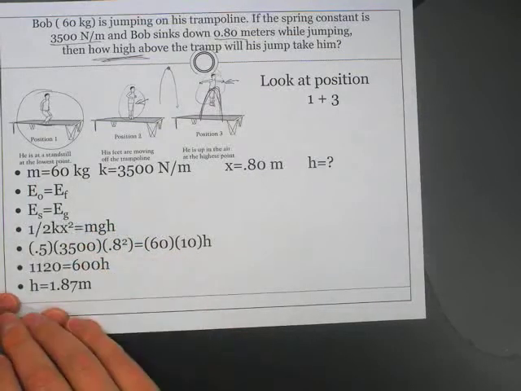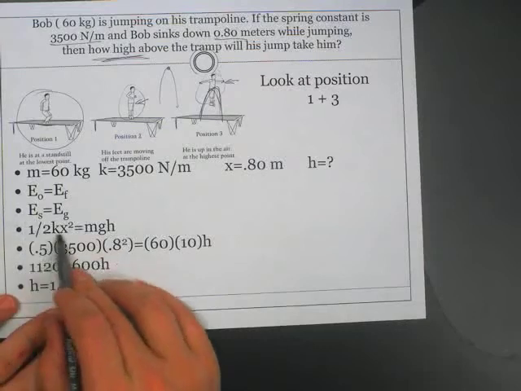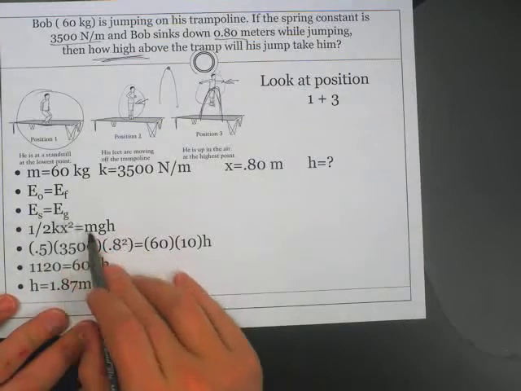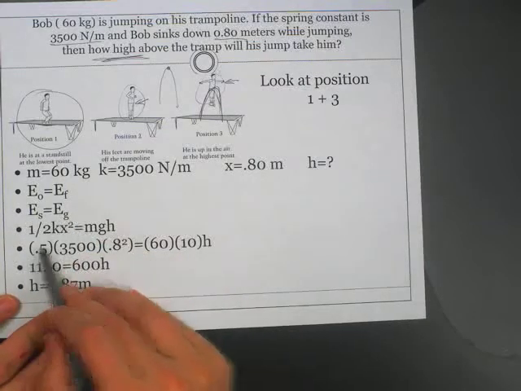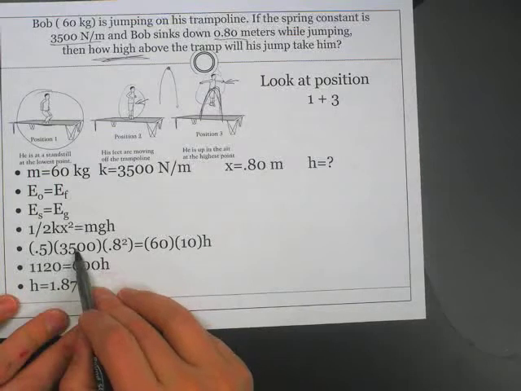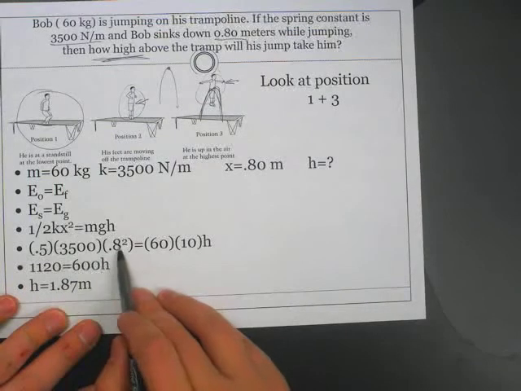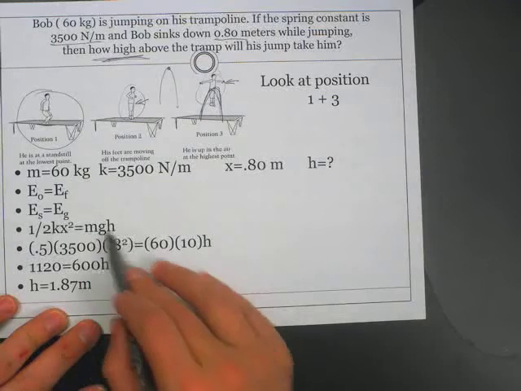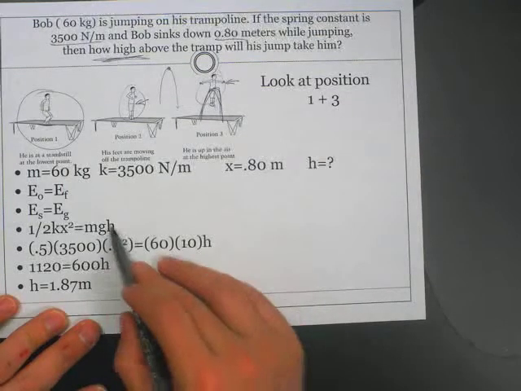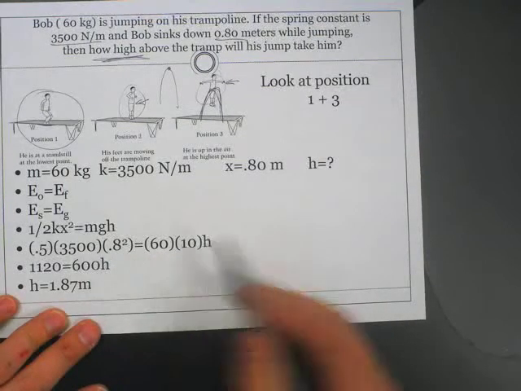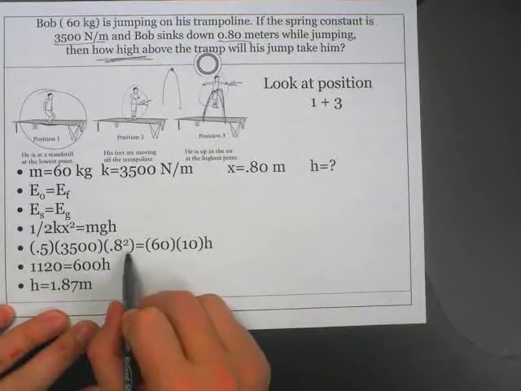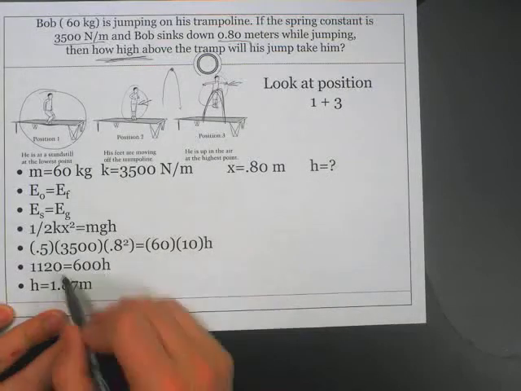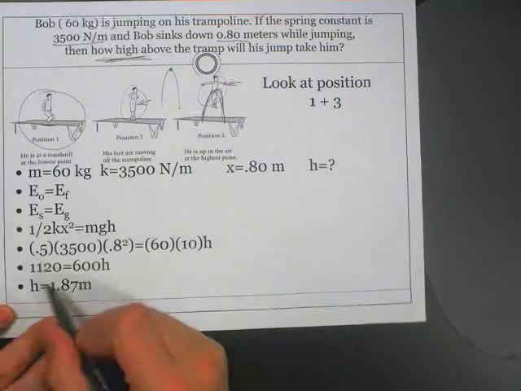So our equation for ES is 1/2 kx squared. Our equation for EG is mgh. So 1/2 k is 3,500. x squared is 0.8 squared. m is 60. g is 10. h is h. So simplifying that, we get 1120 equals 600h. So dividing both sides by 600, we get that our final height is 1.87 meters.